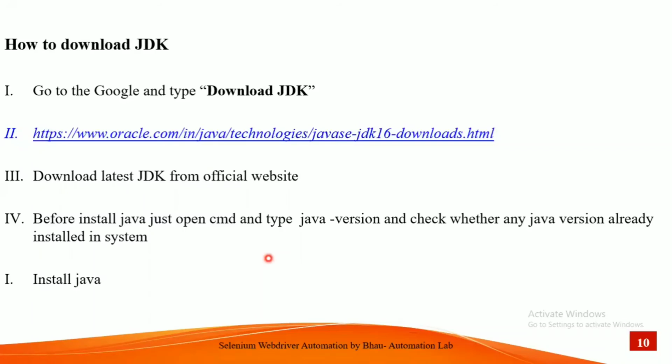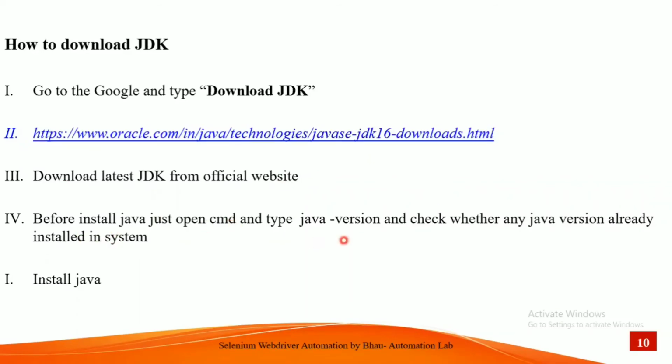If the code-related software is installed on your machine, then only you can run Java or any C++ related programs on your machine. So we need to set up the environmental path for that. For downloading, go to Google and search for JDK. Oracle.com is the official site to download the JDK. Download from the official website and install.